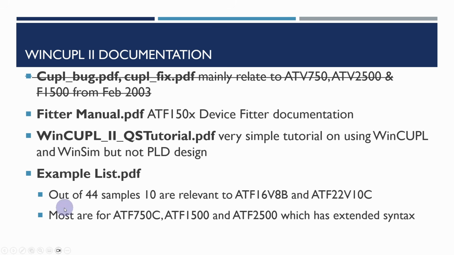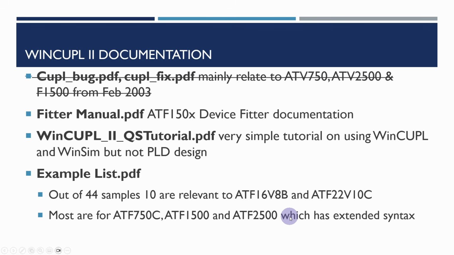And the example list PDF has 44 samples. 10 of them are relevant to the ATF16V8 and the ATF22V10, so there's slightly more examples for these simpler chips. Most of the examples are for the ATF750C, 1500 and 2500, and just be aware that if you're buying a programmer, then to use the 750C and the 2500, you need a high-end programmer.